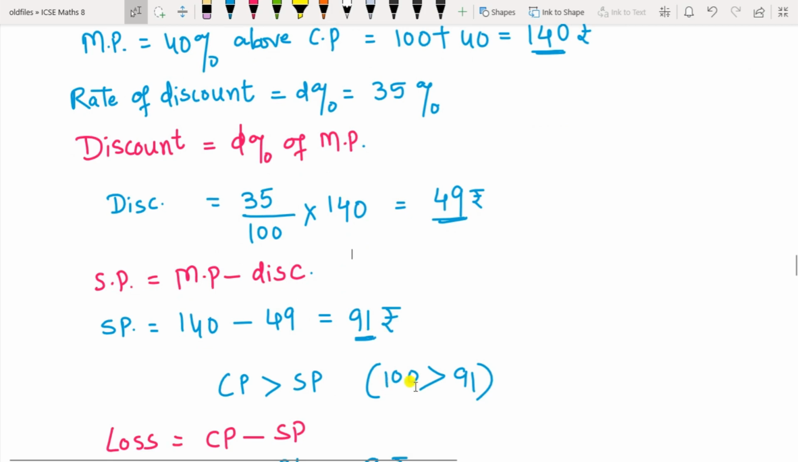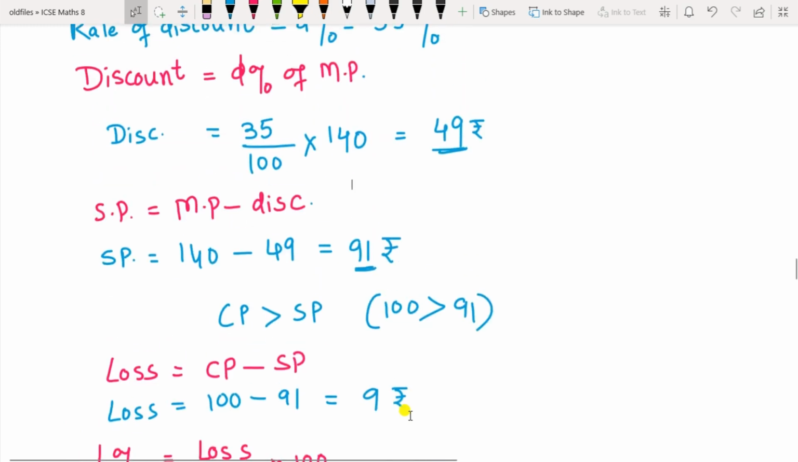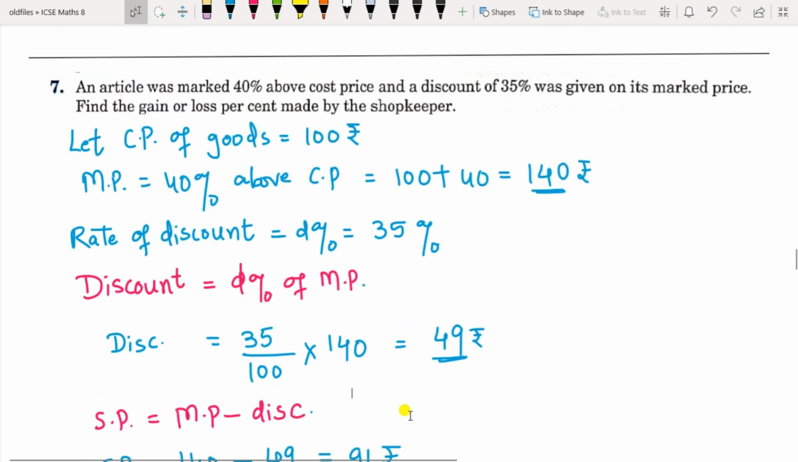So the cost price was 100 and selling price is 91. So CP is greater here. Therefore it is a loss. Therefore CP minus SP, 9 rupees, is the loss. Therefore loss percentage is 9%. So these are some different ways to solve the question. What is given in the question, you have to first understand and accordingly you have to solve the question.